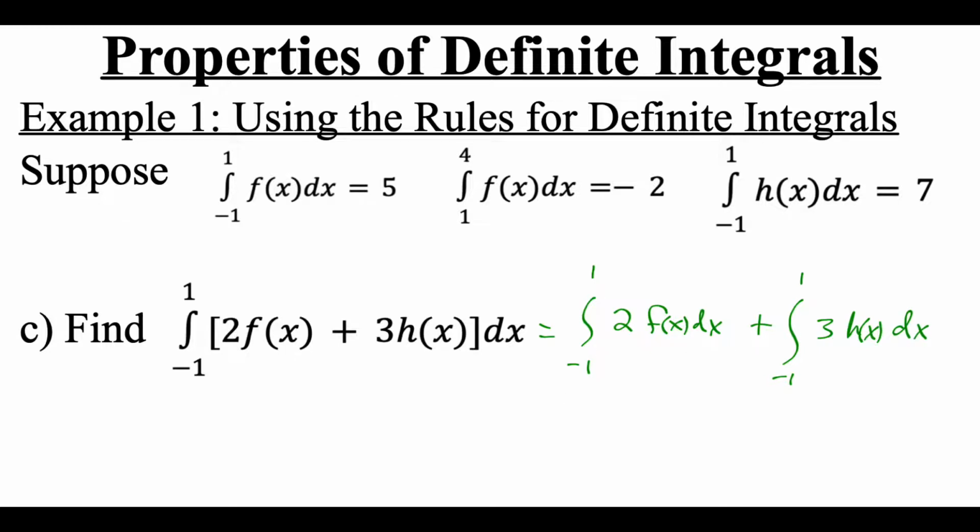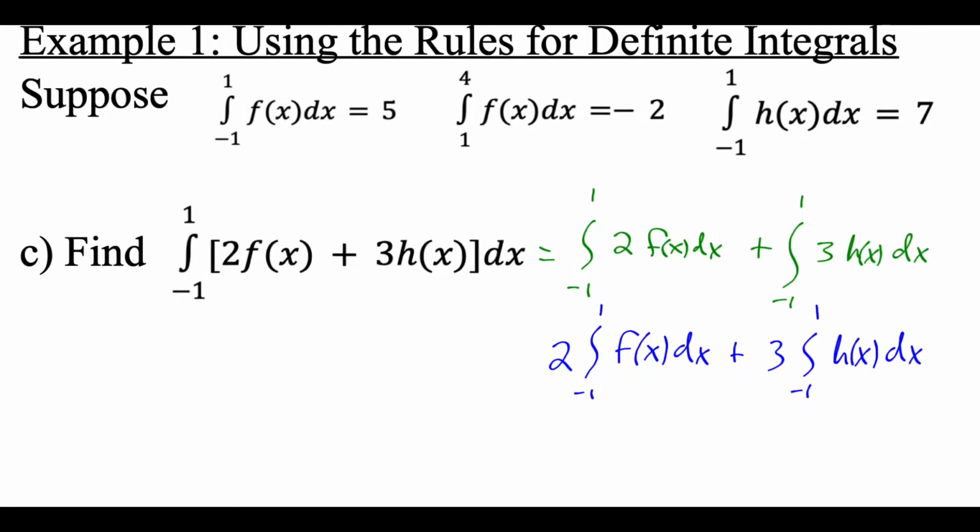But then I also notice that each one of these has a constant multiple on it. So I'm going to pull each of those constant multiples out of our integral and just put them out in front of that integration symbol. So what we're going to be able to do then is use the information that we know about these individual integrals, get those answers, and then just multiply it by that constant value in the front.